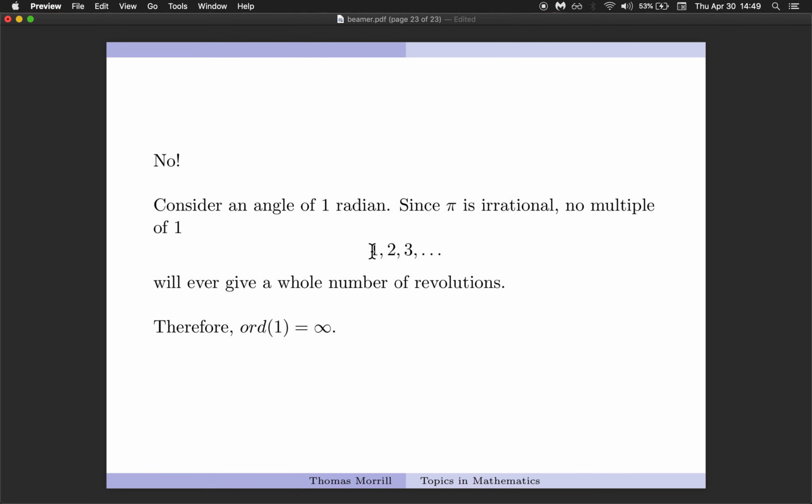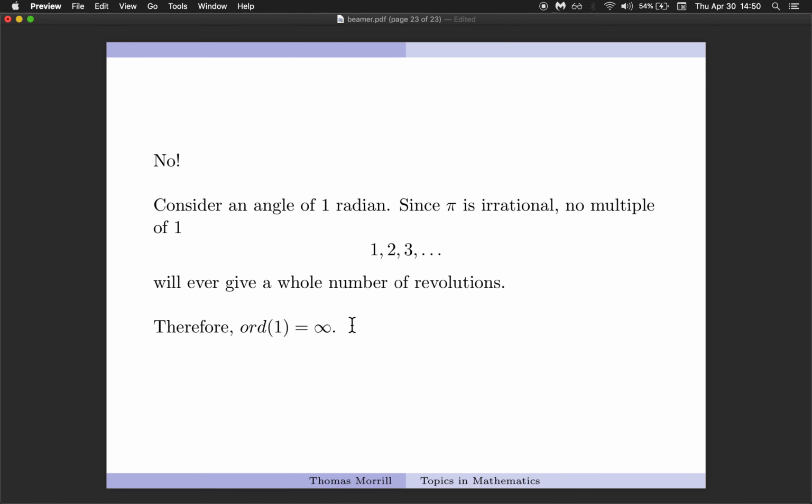So I have this sequence, this family of angles. They are all different from each other, and they will never get back to exactly 0 radians. So no matter how many 1s I add together, I will never get back to the identity element of this group, which is 0. So I have to say that the order of 1 is infinity.